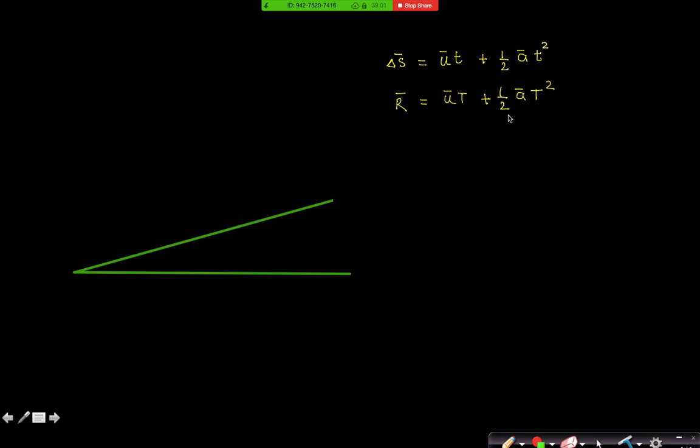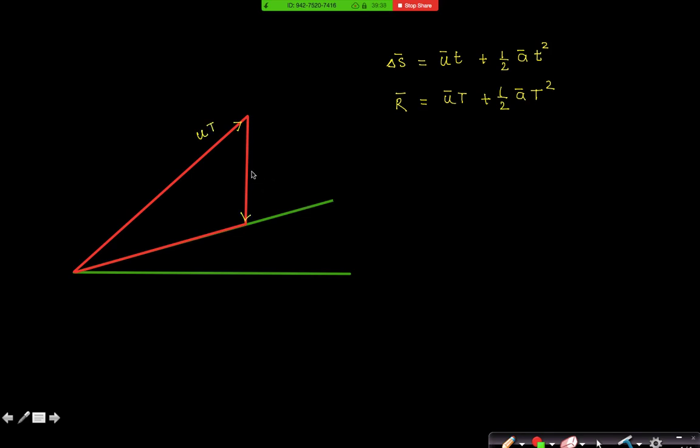So as you can see, I can draw this ut vector along the u vector actually. Can you tell me in which direction I will plot this half a t square vector? Vertically downward direction, because acceleration acts vertically downward. And in which direction this r vector will lie? The resultant of these two is definitely along the inclined plane. Can you understand this vector triangle? If not, then ask me.